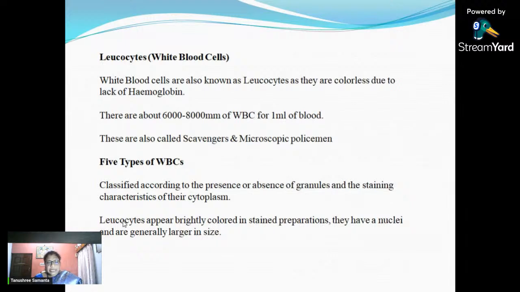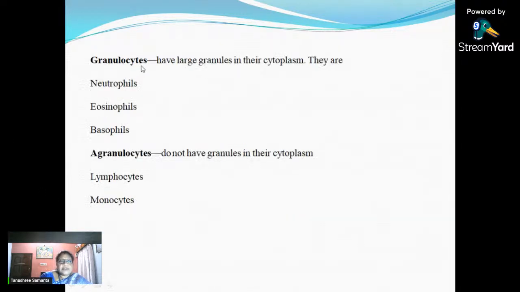These WBCs mainly can be classified into two, that is granulocytes and agranulocytes. Then again, the granulocytes can be divided into three, that is eosinophil, neutrophil, and basophil, and agranulocytes into monocytes and lymphocytes. So ultimately, we get 5 types of WBCs, and this division is on the basis of the presence or absence of the granules and some of their staining characteristics. So see, this is the division which I was talking about. Granulocytes are those which have granules, and agranulocytes are those which do not have granules.